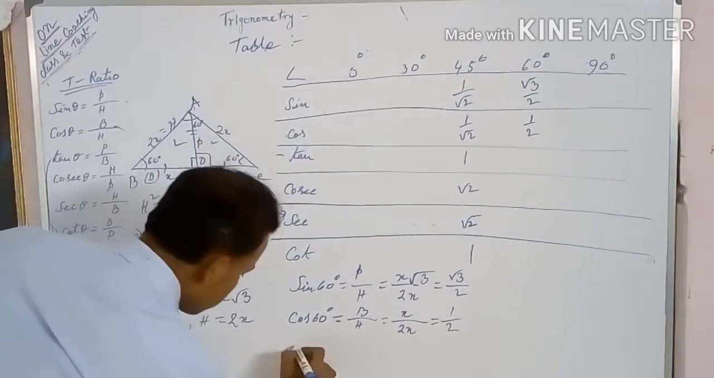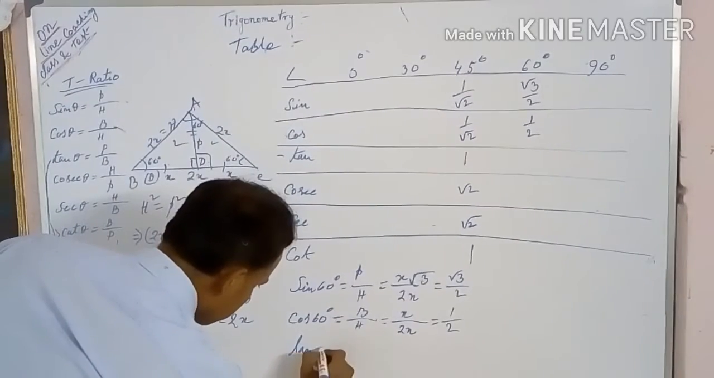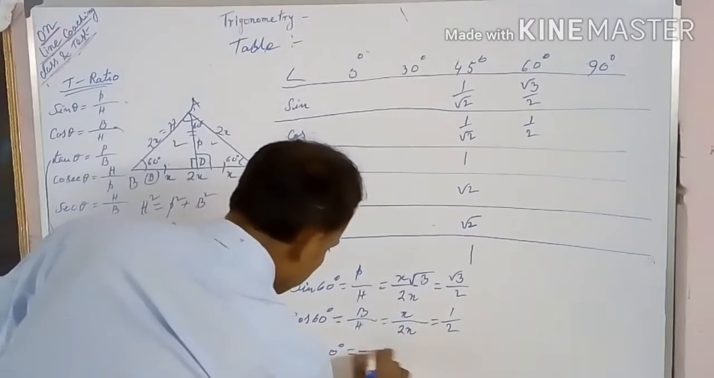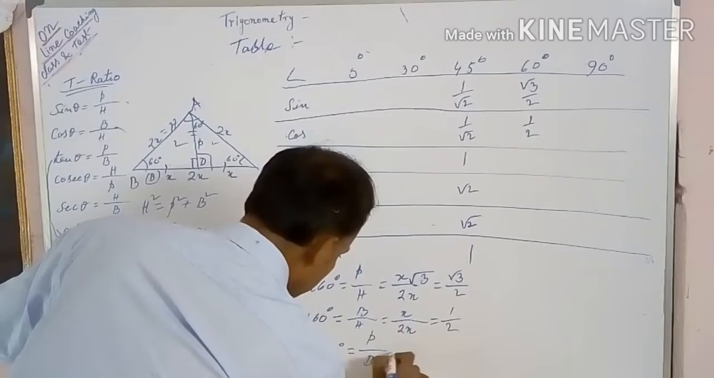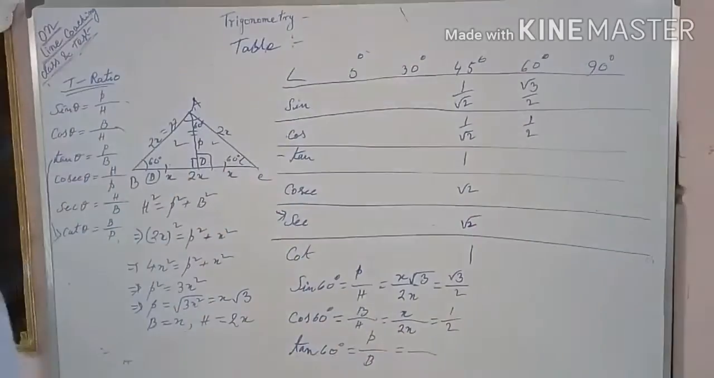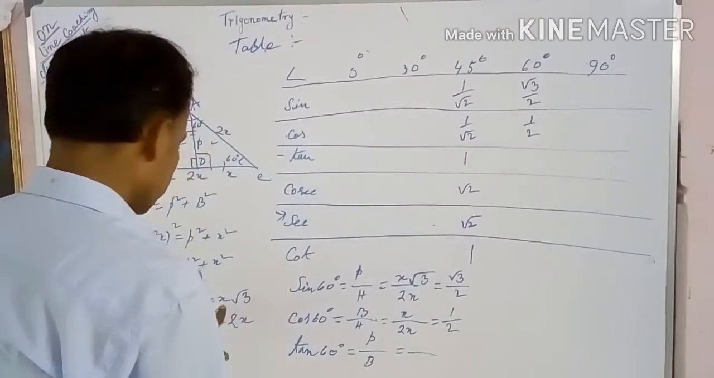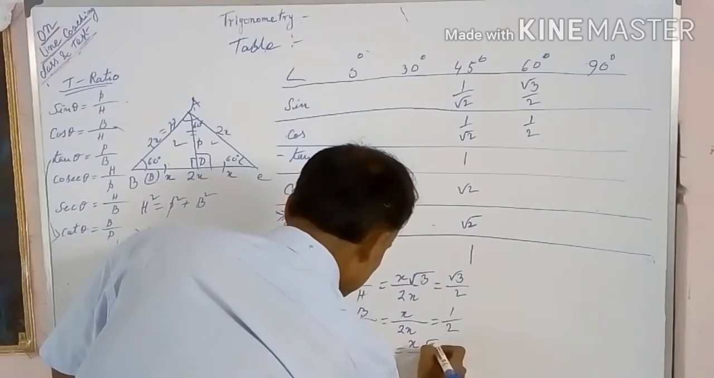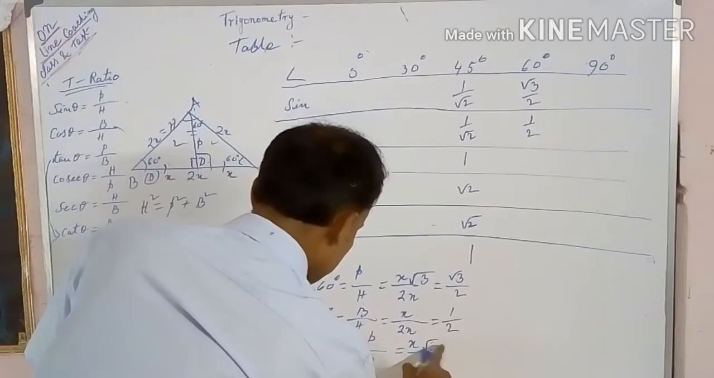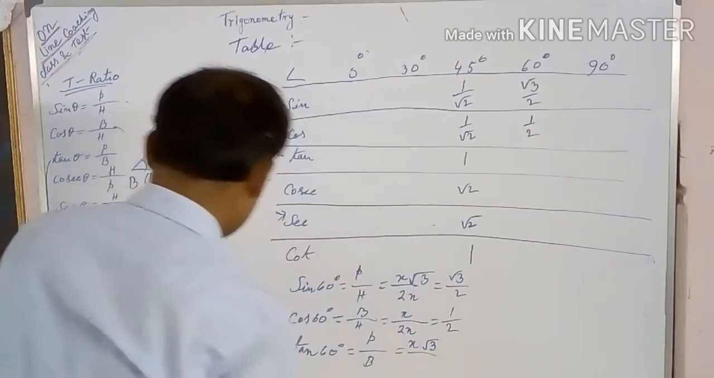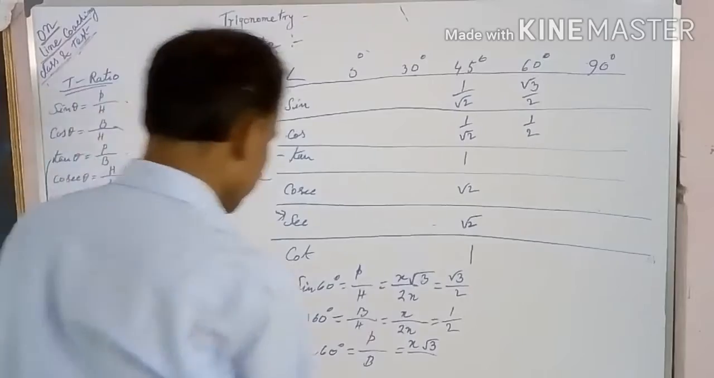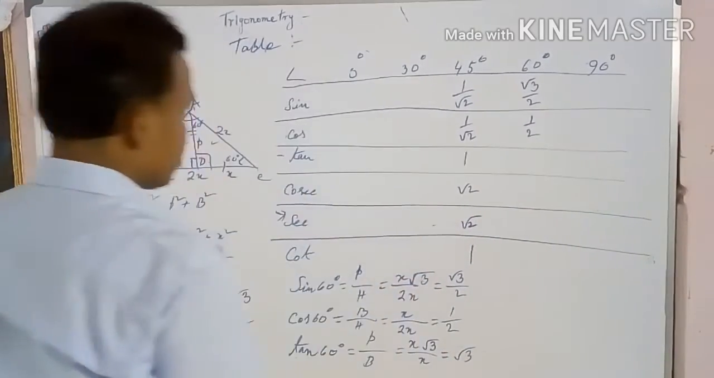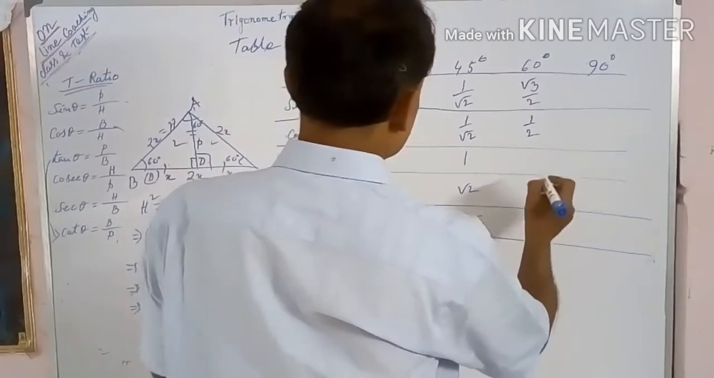Then tan 60. Tan theta is equal to what? Perpendicular by base. The value of perpendicular is equal to x root 3. What is the value of base? Base is equal to x. So x root 3 by x, and tan 60 is equal to root 3.